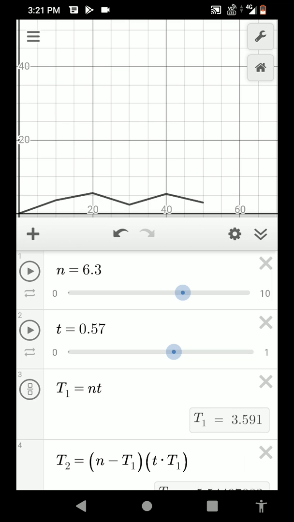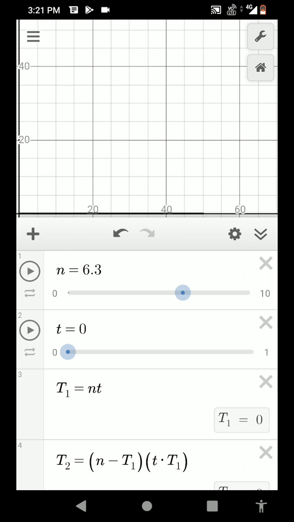Now I'm going to show how the transmission rate affects the particular population's infection rate, the total number of people getting infected. So over here, as you can see, N equals 6.3. It can be anything, like 6.3 million people in a particular area. Over here you can see T equals 0. The slider at T equals 0 means that there is no transmission rate, so it means that there is no infection at this particular moment.